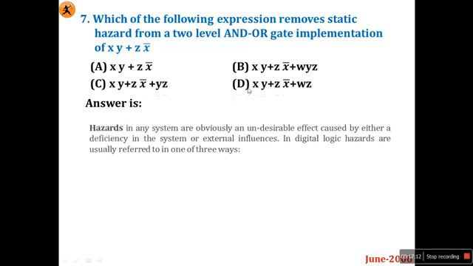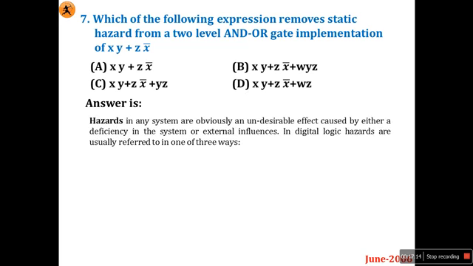What is a hazard? A hazard in any system is an undesirable effect caused by either a deficiency in the system or an external influence. Digital logic hazards are usually referred to in one of 3 ways. Actually, an undesirable effect caused by either a deficiency in the system or external influences creates a hazard.